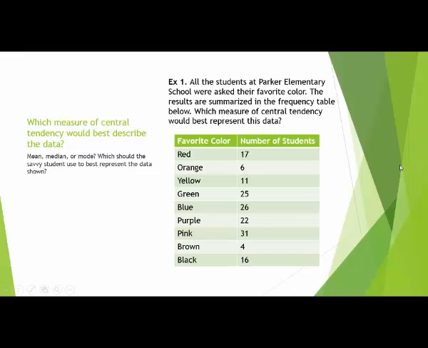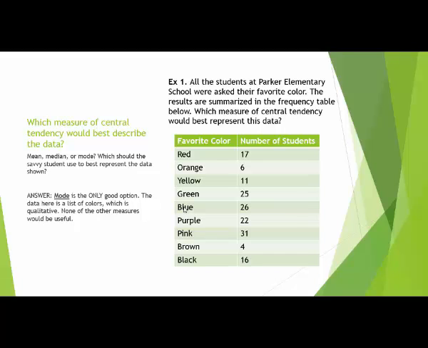Okay? So if I'm looking at which measure of central tendency would best represent this data, there is only one choice. My data is qualitative. It's words. I can only do one thing, and that's find the mode. You might say, well, which one would be the mode? Well, which answer was given the most times? Really easy. If you look at the number of students, you're going to see that the one with the highest frequency, the most students, is blue. And so therefore blue is the mode of the list.